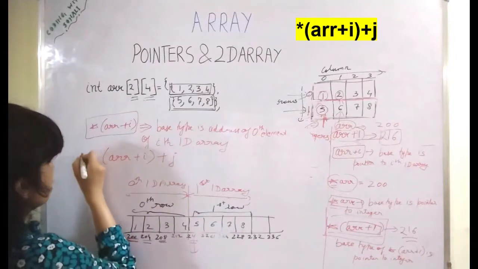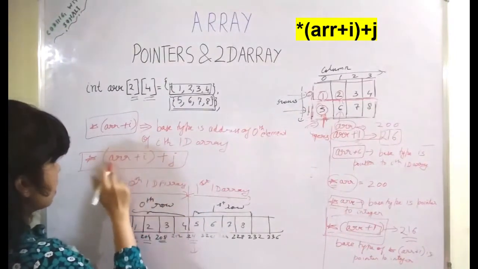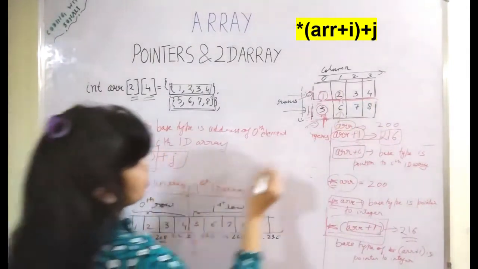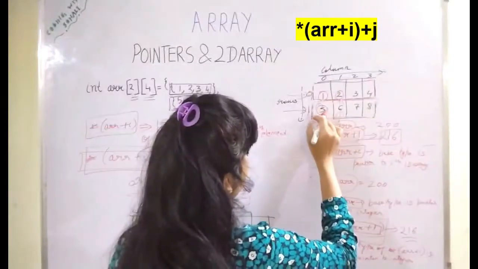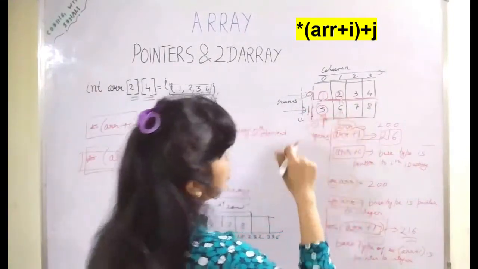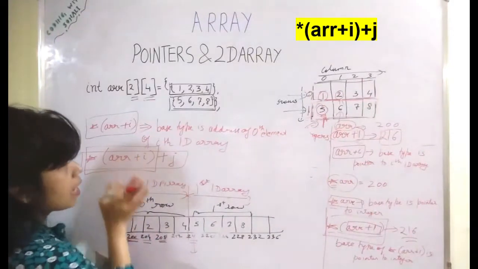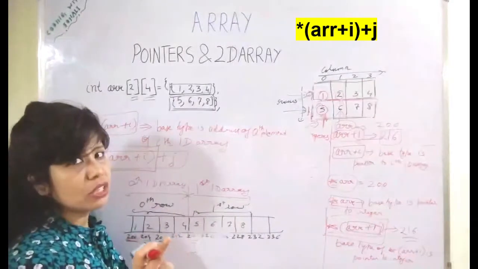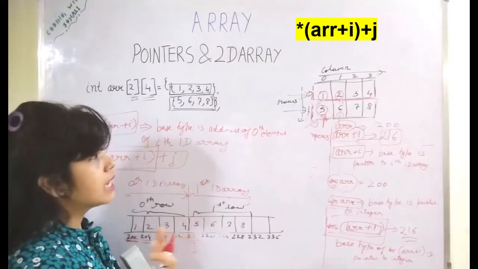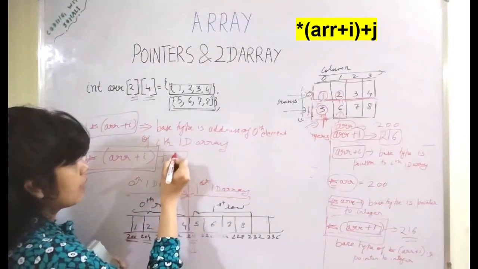What does it mean? This whole expression means, first of all, star of ARR in this bracket ARR plus I gives you the address of the 0th element of the ith 1D array, right? Now if you have to access the other element, you will simply add 1, because we know that the base type of star of ARR plus I is a pointer to an integer. So to get to the next element, we will simply add 1, depending upon which element we want to access. To make it generic, I have used j.